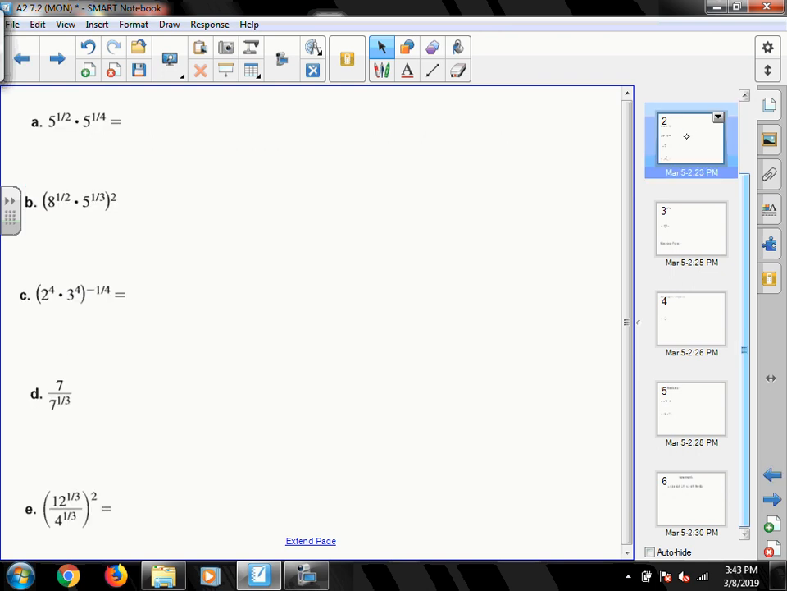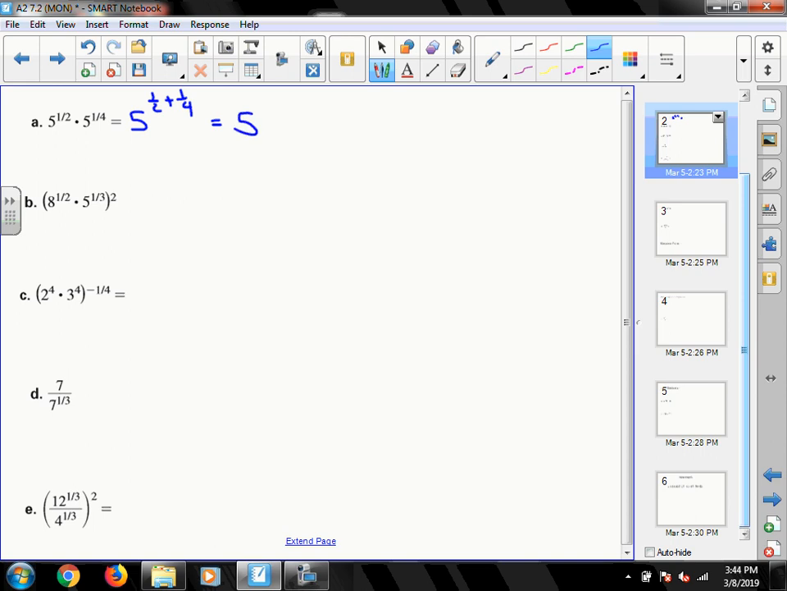So taking a look at those, I have 5 to the 1/2 times 5 to the 1/4. Right away my property tells me that I need to go 5 to the 1/2 plus 1/4. In order to do this, I need common denominators. I would pick a common denominator of 4. So I'm going to change my 1/2 to 2/4, plus 1/4, which equals 5 to the 3/4.